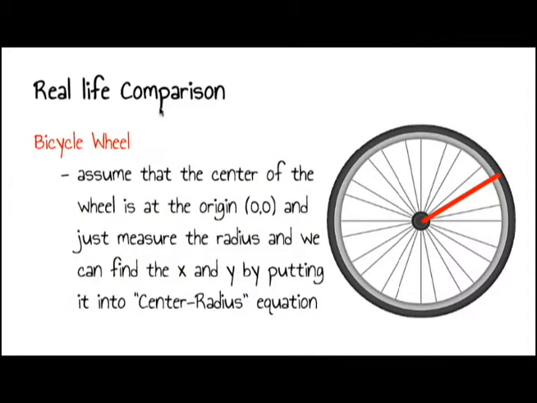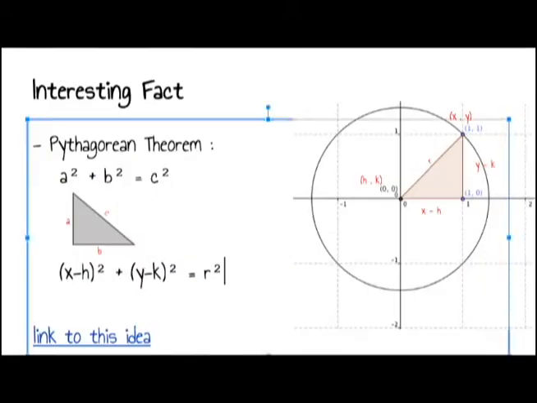For our real-life comparison, we chose the bicycle wheel. We put this bicycle wheel on a graph and assume that the center of the wheel is at the origin of the graph, (0, 0). With that being said, we just need to measure the radius, find out what it is, and then we can find the x and y variables by putting it into the center radius equation.